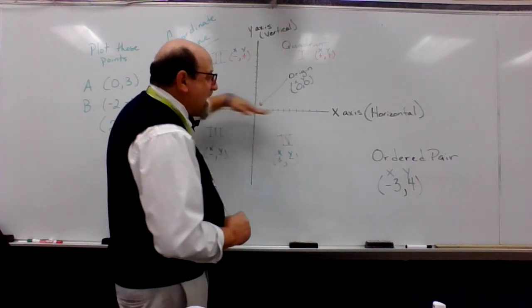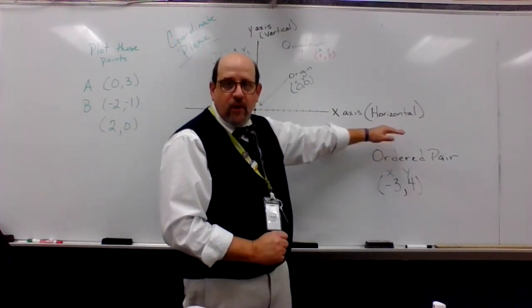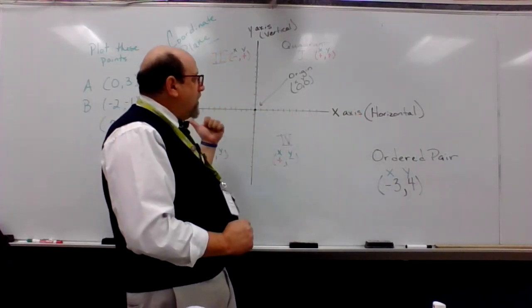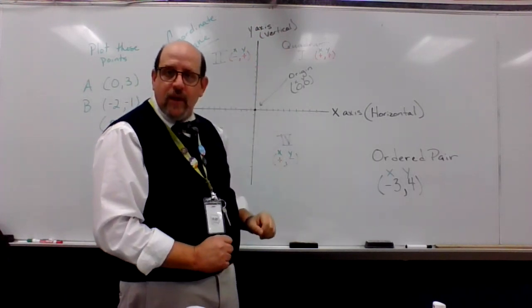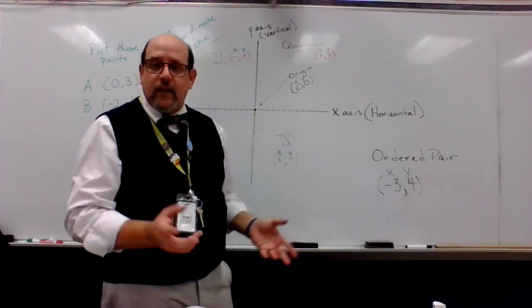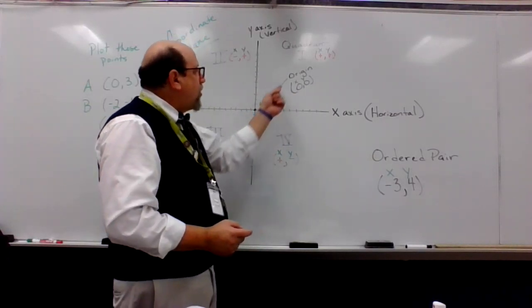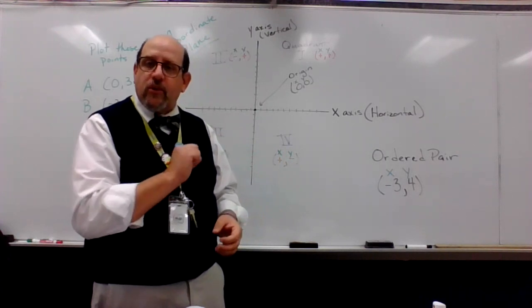We have an x-axis, which is our horizontal axis. Right? So you move along this in the positive or negative direction. And then you have a y-axis, which is vertical. And you can't do anything unless you know about this center point right here. And it's called the origin. And it has an ordered pair of 0, 0.